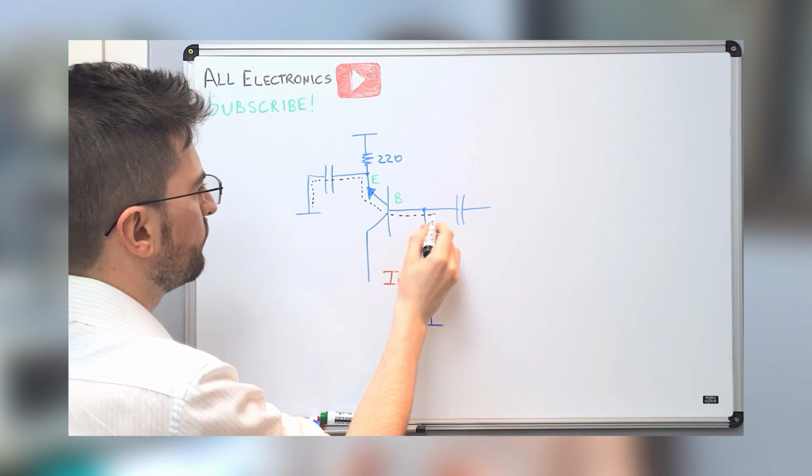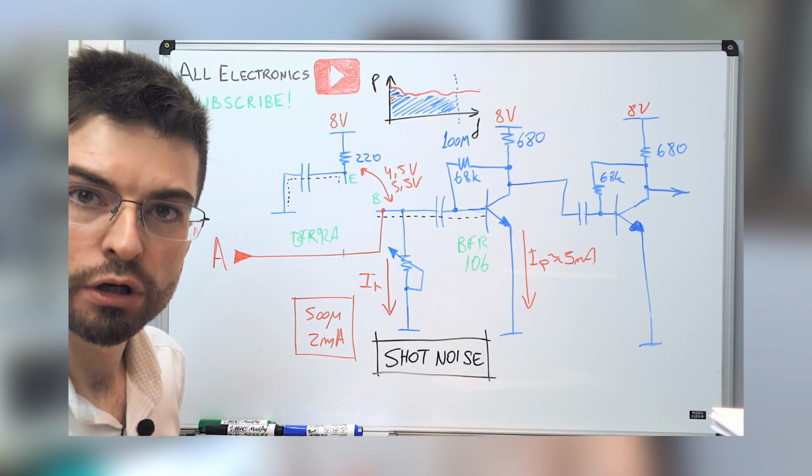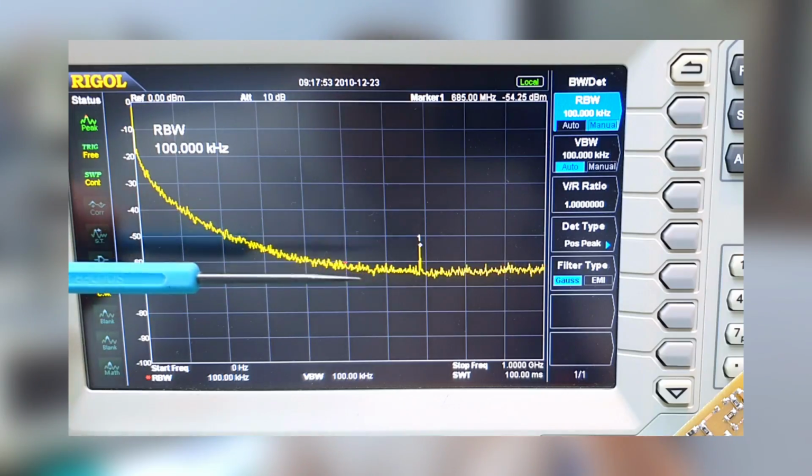I'm Gregory, and in this video we are talking about BJT reverse-biased base-emitter junction noise sources. We have this very simple prototype of a BJT generating noise followed by a chain of amplifiers. So let's understand together how this circuit behaves.